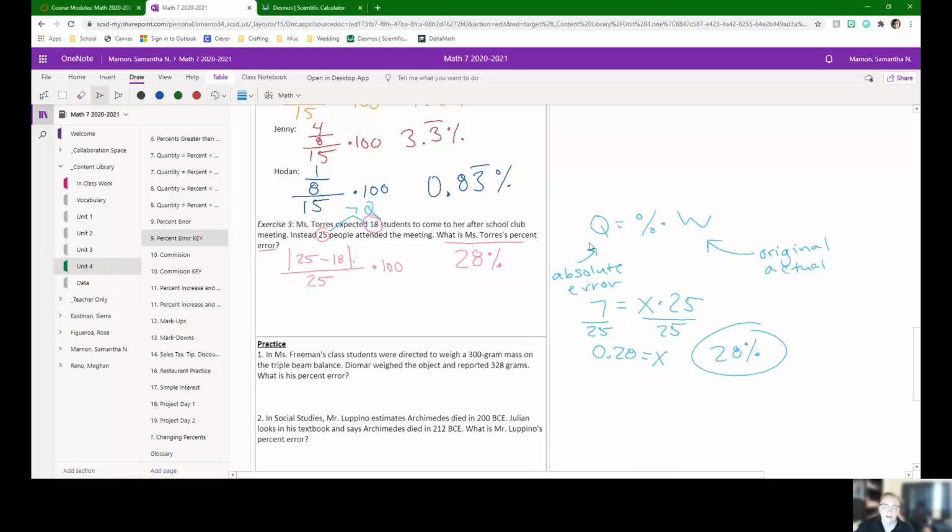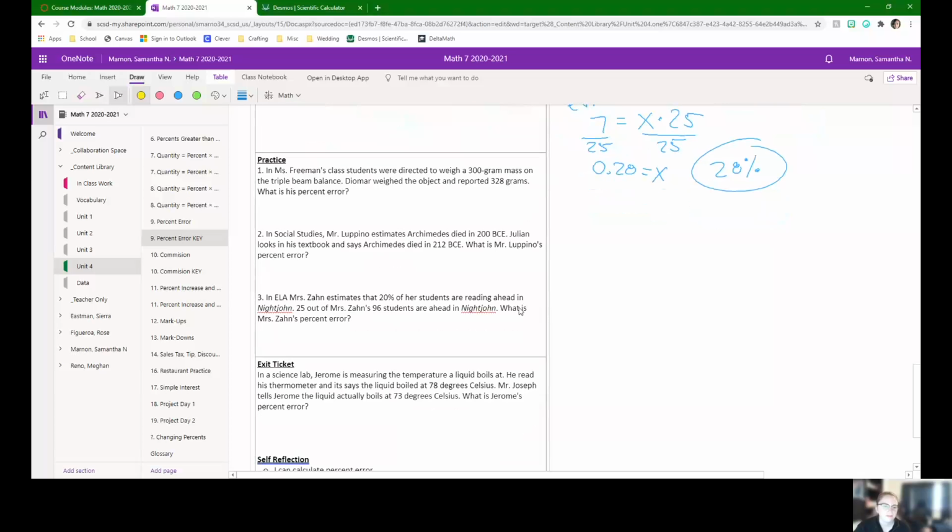So for this case, our quantity would be our absolute error, how far off you were. And you find that by subtracting. And then our whole is going to be our original value. And then we can solve for X and convert it to a percent. Sometimes it's easier though when they have something pre-made, if we do remember it, that we can just type it all in one step in our calculator. But if it is too hard for you to remember, we can always go back to quantity equals percent times whole.